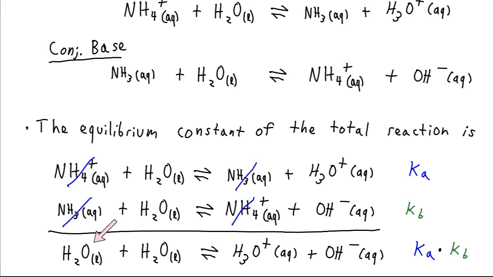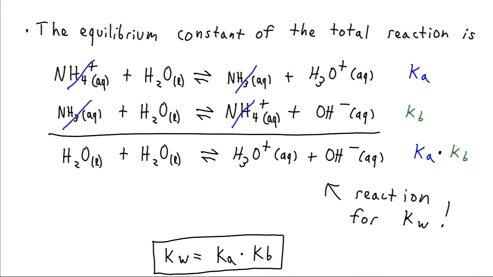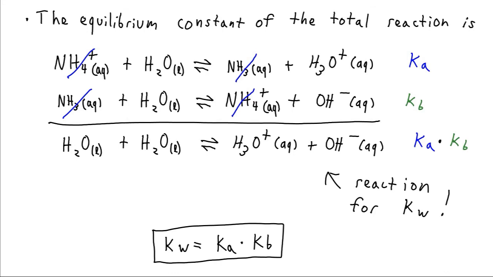Now we have two H2O molecules on the left, and then we have our hydronium and our OH minus on the right. We should recognize this. This is our dissociation of water by autoionization. And so this is going to have an equilibrium constant of K water. So we have just proven that K water is equal to Ka times Kb. This is a very handy equation because K water is a constant, so as long as we know either Ka or Kb, we can always find the other one, the value for the conjugate substance.